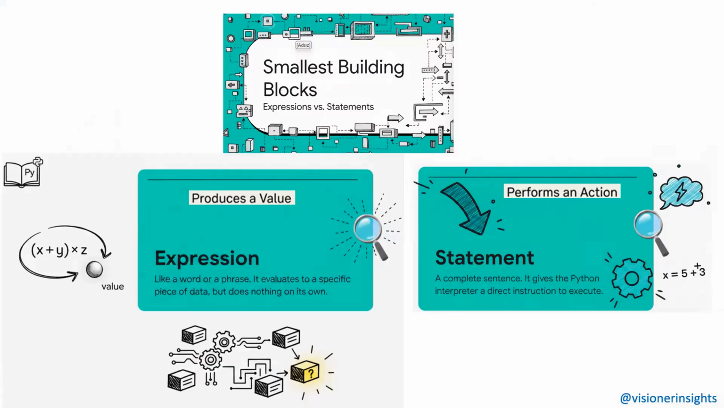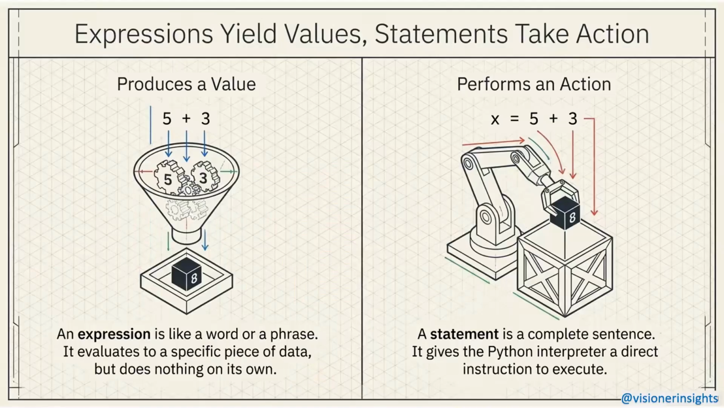Now, a statement, that's a whole different story. A statement is a complete command. It's like a full sentence. So for example, x equals 5 plus 3, that's a statement. It gives Python a direct order: Hey, calculate this value and then store it in a container called x. See the difference? And yeah, this visual right here makes that difference crystal clear.